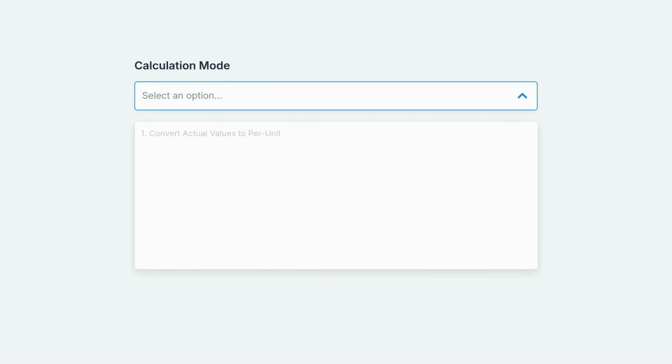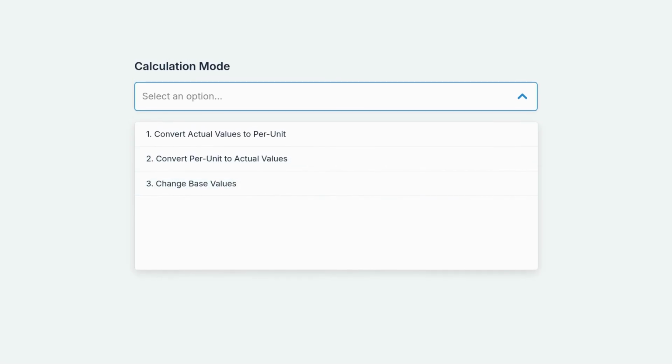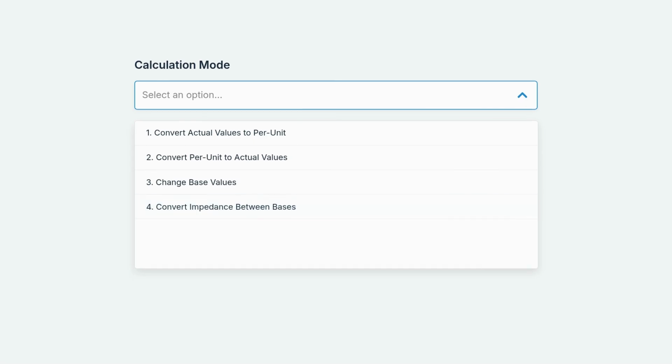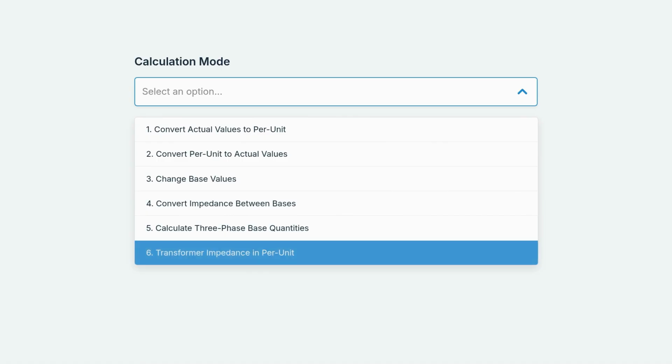First, we have a calculation mode dropdown with 6 options. Convert actual values to per unit. Convert per unit to actual values. Change base values. Convert impedance between bases. Calculate 3-phase base quantities and transformer impedance in per unit.